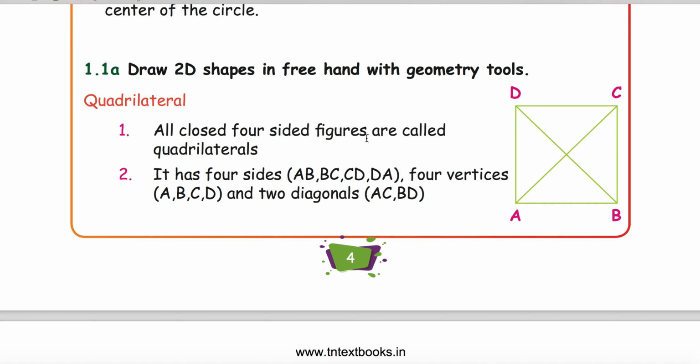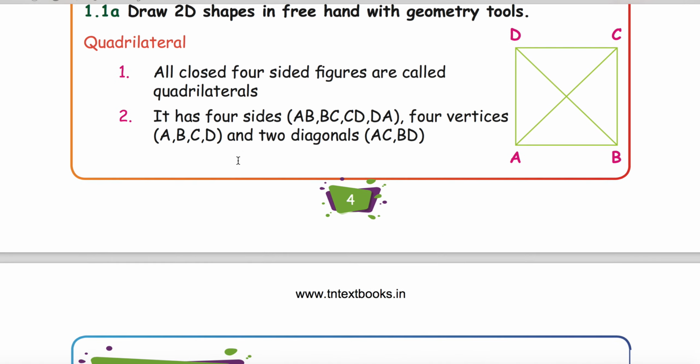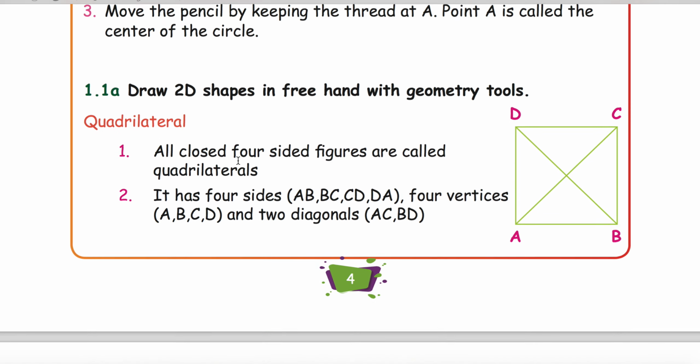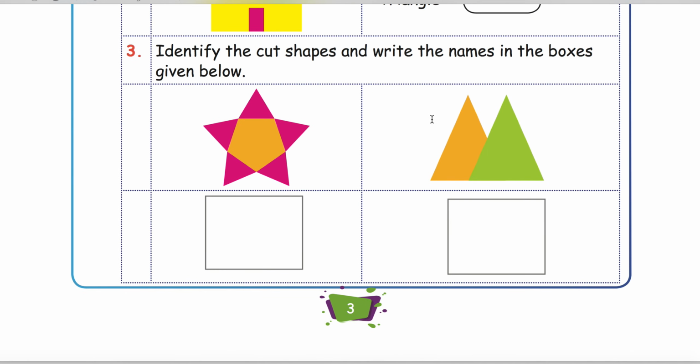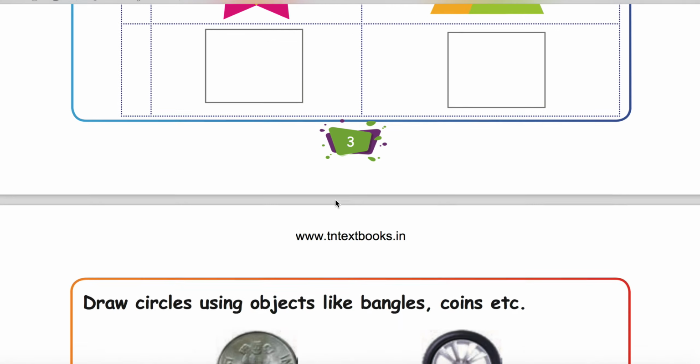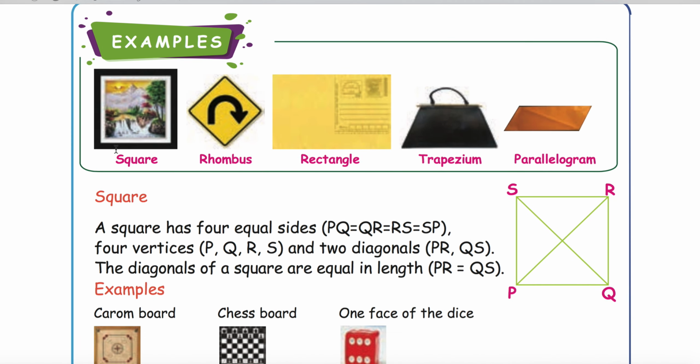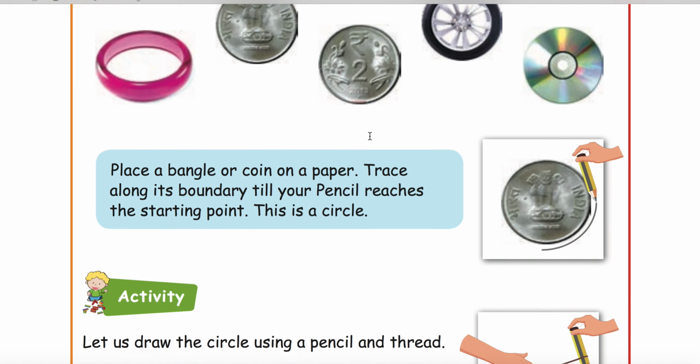All closed four-sided figures are called quadrilaterals, which have four sides. That means your square and rectangle will all come into that category, quadrilateral. If this is the cut picture, then it becomes a quadrilateral, which has four sides. Square, rhombus, rectangle, trapezium.